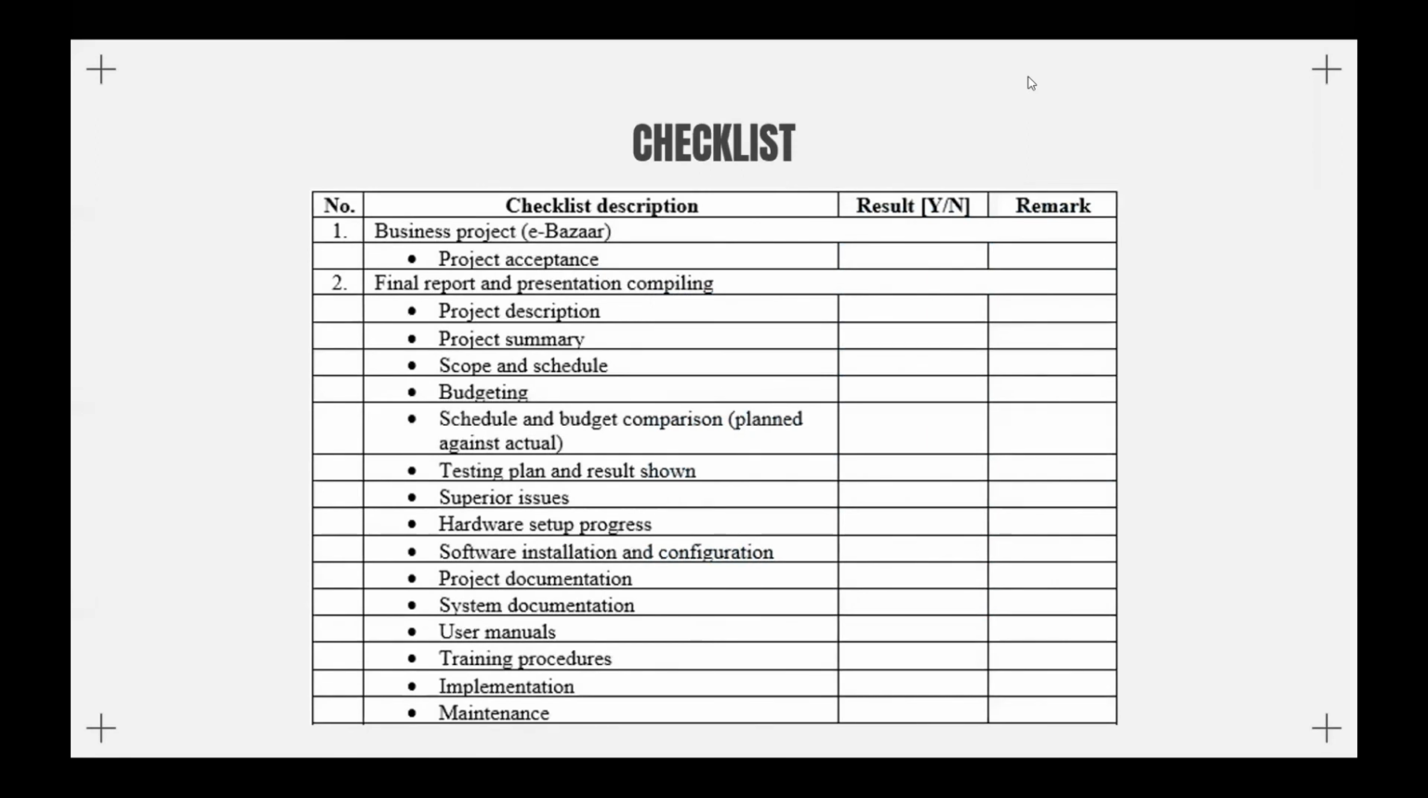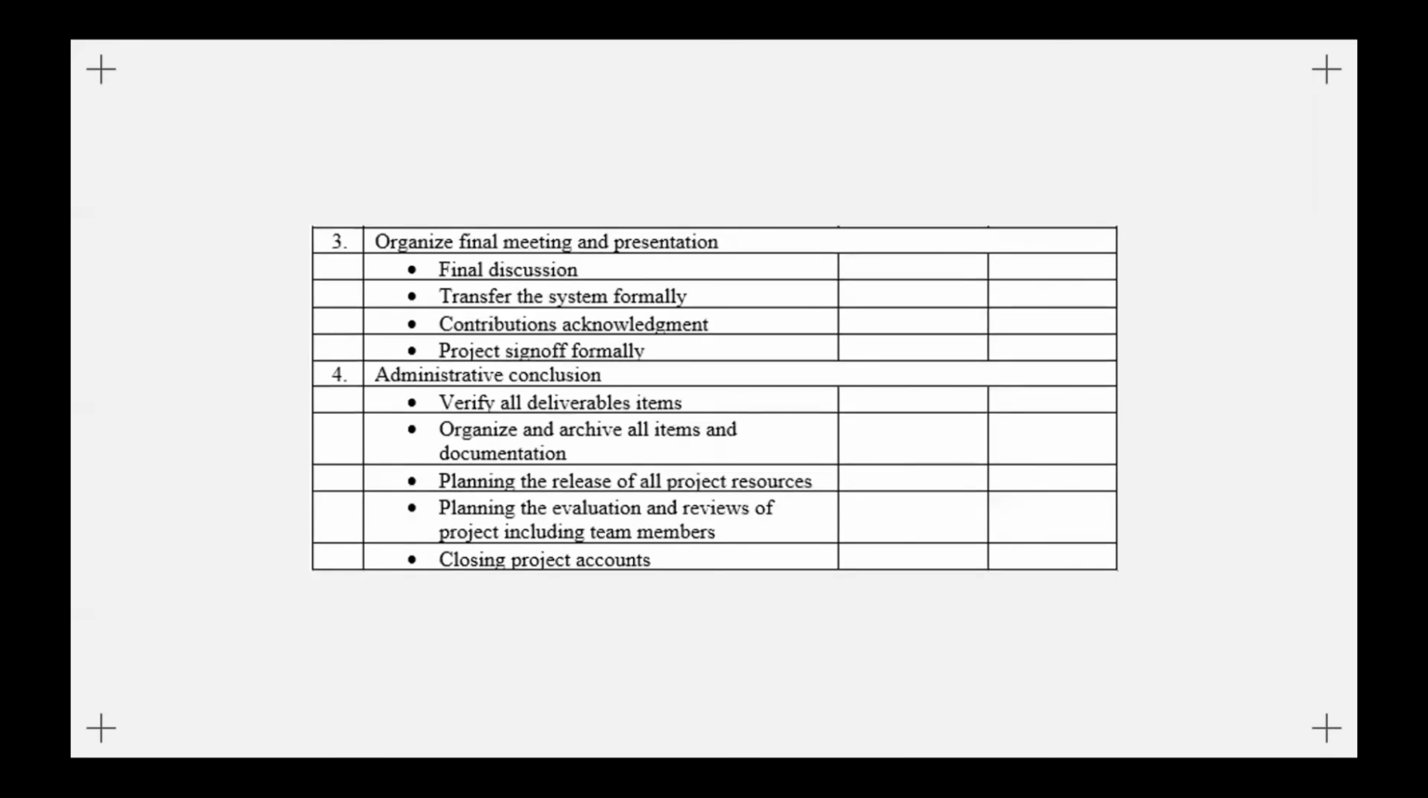So this is our checklist for this project. Number one, business project. Number two, final report and presentation, compiling such as budgeting, implementation, and maintenance. Number three is organized final meeting and presentation, such as final discussion and formal project sign off. And number four is administrative conclusion, such as verifying all deliverable items, planning the release of all project resources, and closing project accounts.